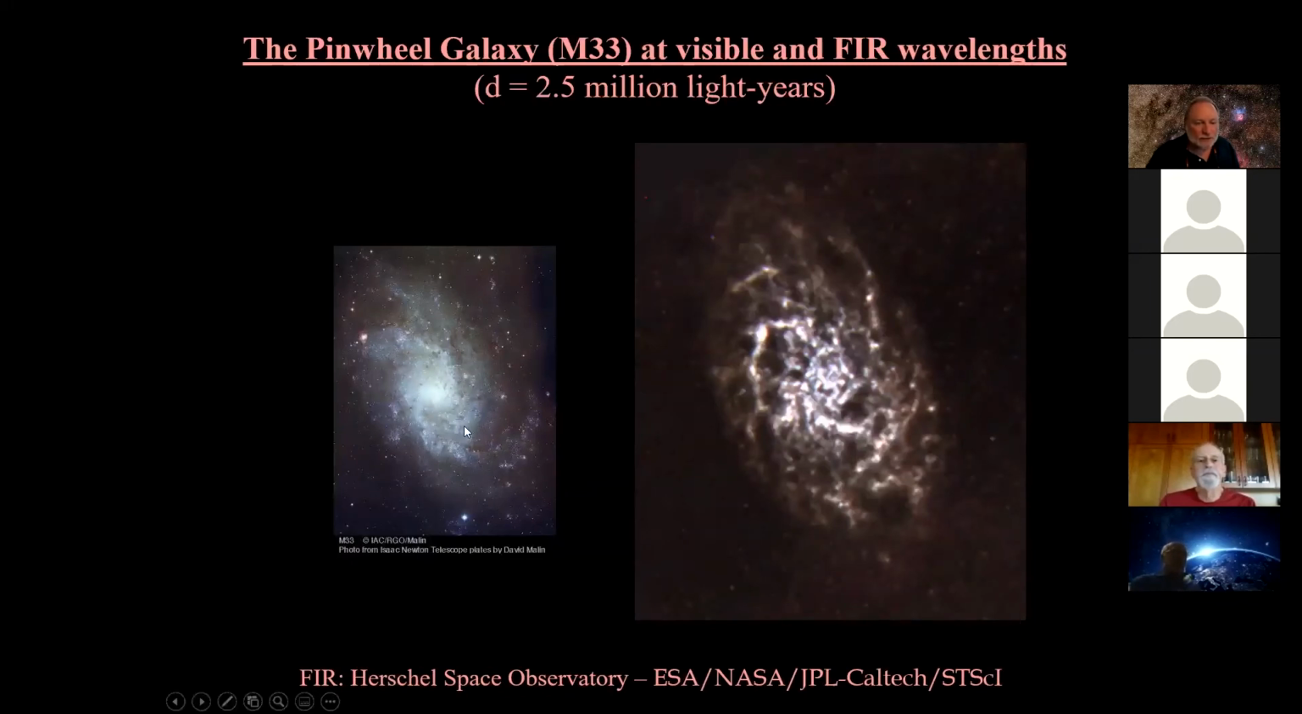And then we'll move on to the Pinwheel Galaxy, which is in the Northern Hemisphere. And it's 2.5 million light years away. And it's basically a raggedy spiral galaxy, about half the size of the Milky Way galaxy. And it has this region right here. It's called NGC 604. And that's about 500 Orion nebulae worth of star-forming matter.